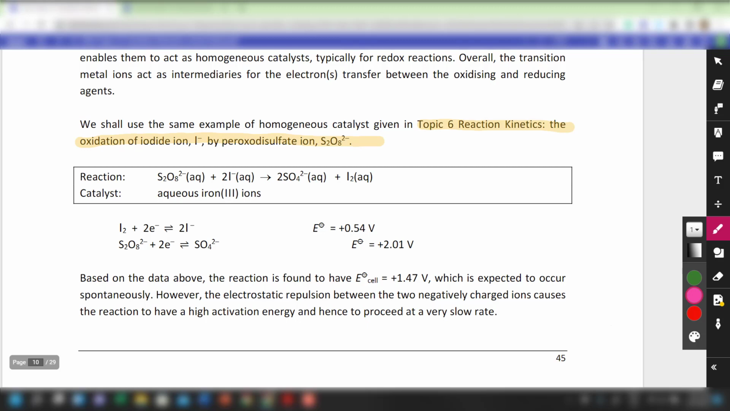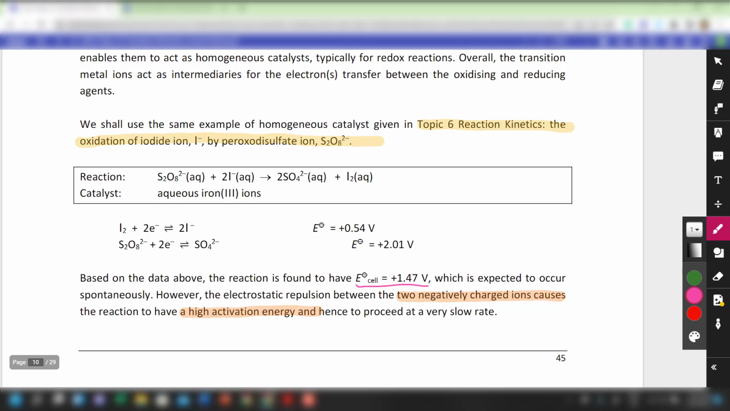Okay, so based on the above data, the reaction is found to be thermodynamically feasible, but expected to be a little bit slow because the two negatively charged ions cause the reaction to have a high activation barrier. You have done this particular kinetic study before. For a complete reaction, it takes about 30 minutes to about an hour. So that's why it is long enough. The production of iodine is slow enough for you to perform kinetic studies.